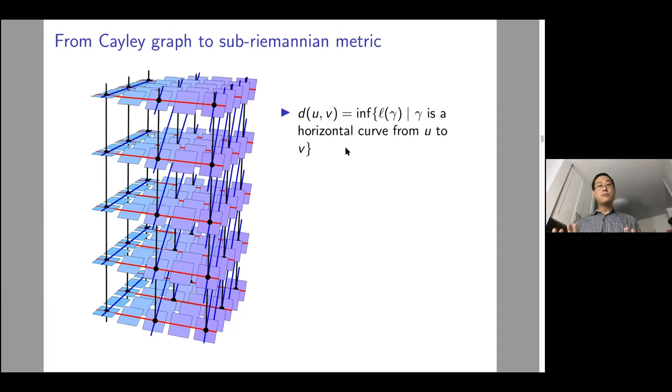And so in order for this to be a metric, you need to know that you can get from any point to any other point by a horizontal curve. But that's not too hard. Even though you can only move in the x direction and the y direction, you can move in the z direction by taking one of these spiral curves. So if you want to connect two points, you can just move normally in the x and y directions and then connect them vertically using one of these spirals. Okay.